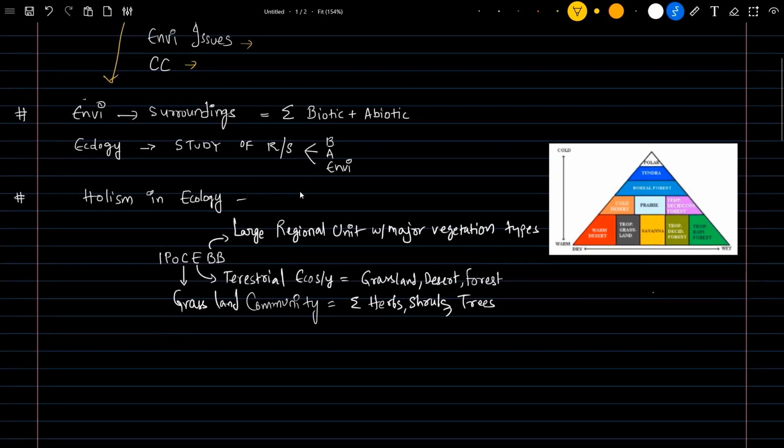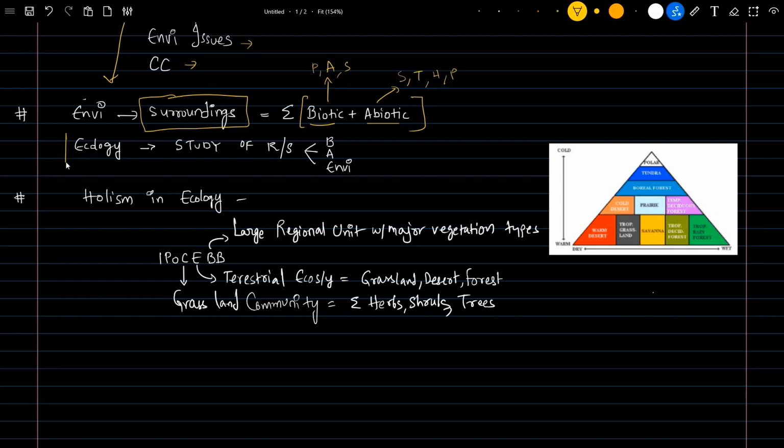So let's define what is environment. Environment is simply the surrounding, what we see. So it consists of majorly the biotic components and abiotic components. Biotic components means the living things like plants, animals, saprophytes, everything. Abiotic like sunlight, temperature, humidity, pressure, anything which is non-living in nature. So these are the living things, these are non-living things. So everything that is present around us is known as environment.